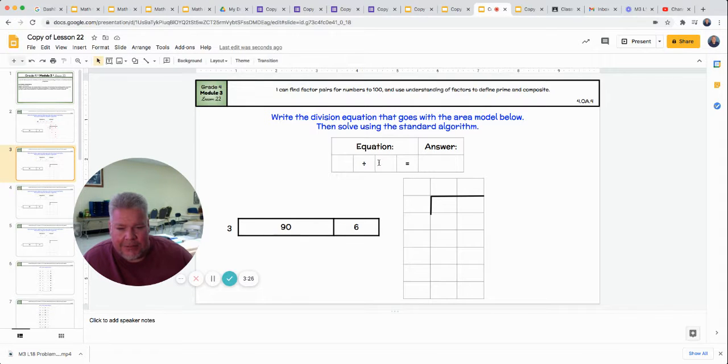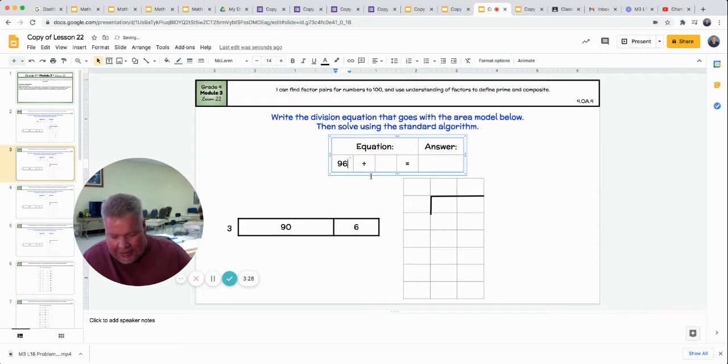9 tens and 6 ones would be 96. We're dividing it by what? By 3. Okay, so let's think about this. How many 3s would be in 90? What times 3 gives me 90? Well, it would be 30, right? 3 times 3 is 9, and we add the 0, so we know it should be a 30 here. And how many 3s are in 6? 2 times 3 is 6, so the answer should be 30 and a 2, 32.